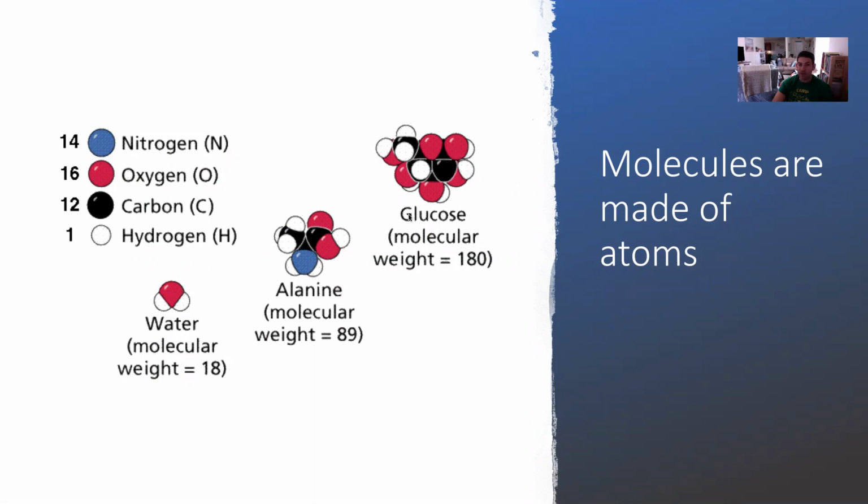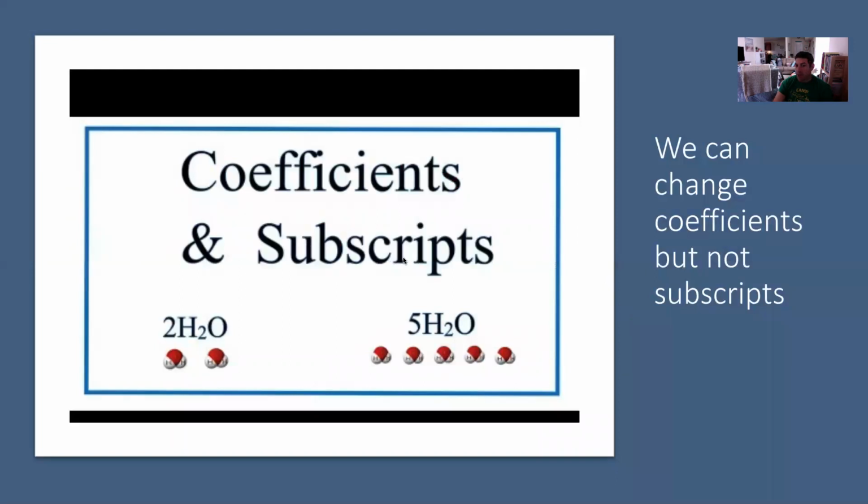The chemical formula would tell us how many of each atom are there. The subscripts tell us how many of each atom, and we cannot change those. H2O is always 2 hydrogens to 1 oxygen. That is its fixed ratio. That is its chemical formula.